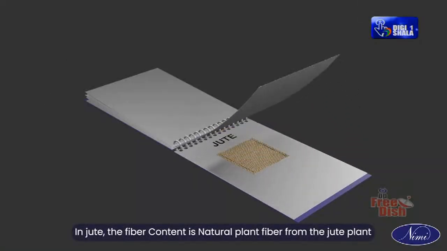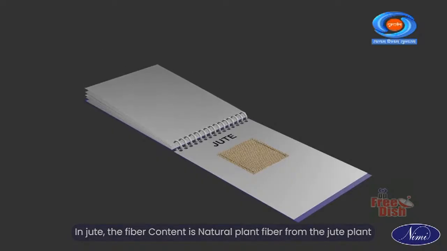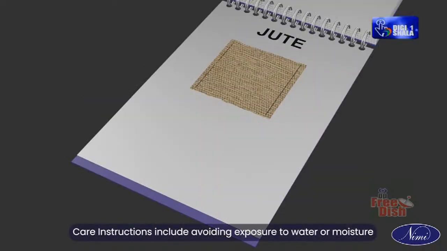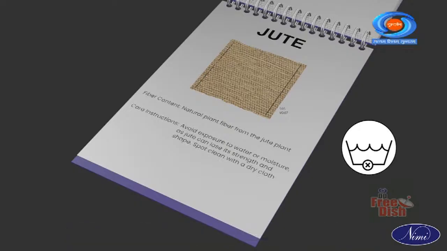In jute, the fiber content is natural plant fiber from the jute plant. Care instructions include avoiding exposure to water or moisture, as jute can lose its strength and shape. Spot clean with a dry cloth.